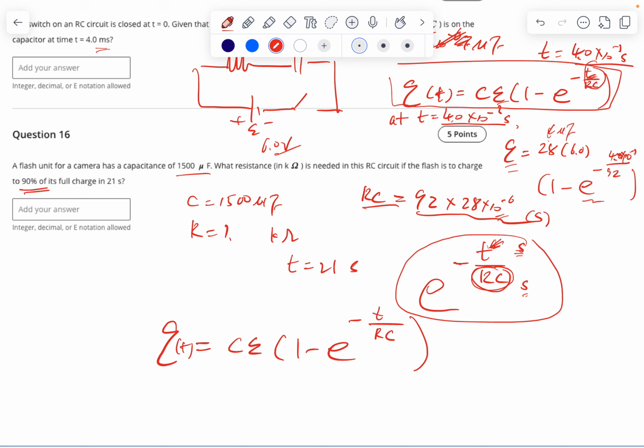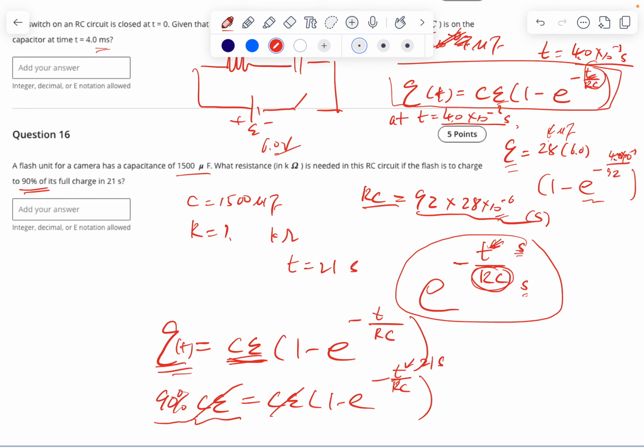Okay, so what's the full charge? C epsilon is the full charge. And the Q now is 90% of full, so this is equal to 90% of the full charge. Okay, so C cancelled. And t is 21 seconds, right? So plug 21 seconds here.